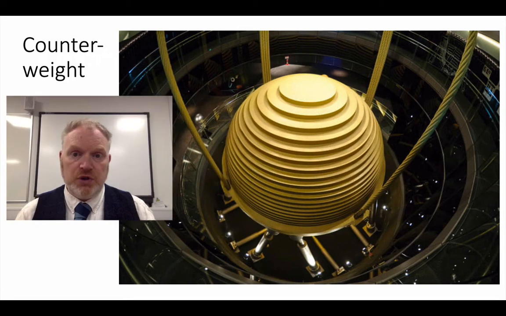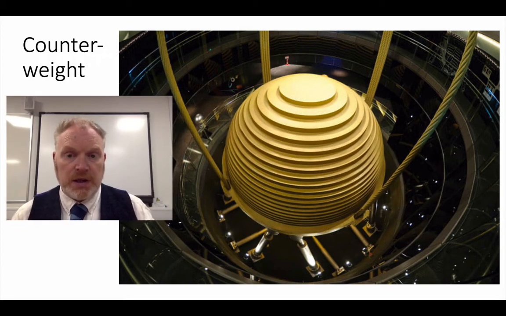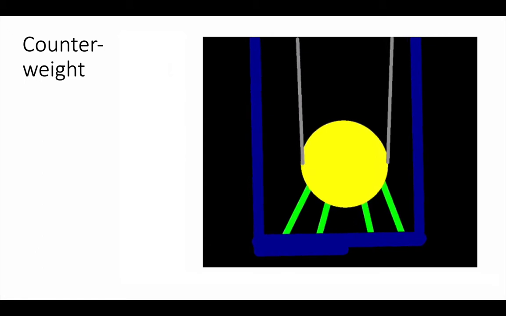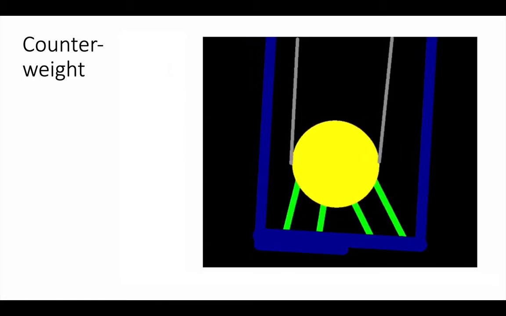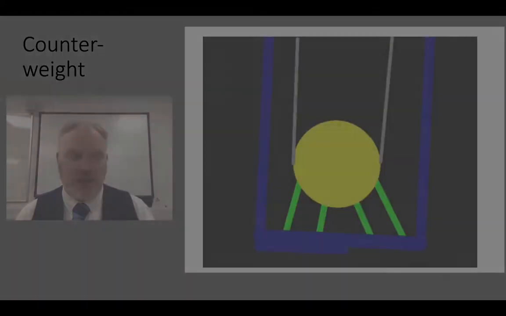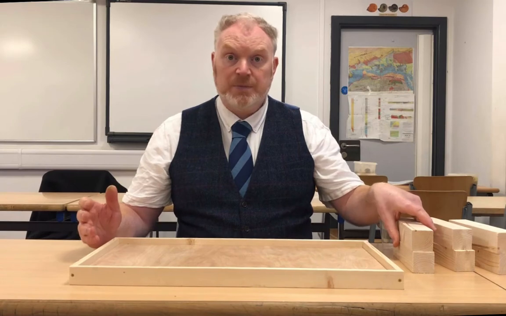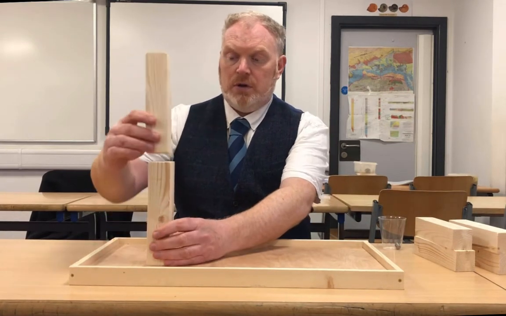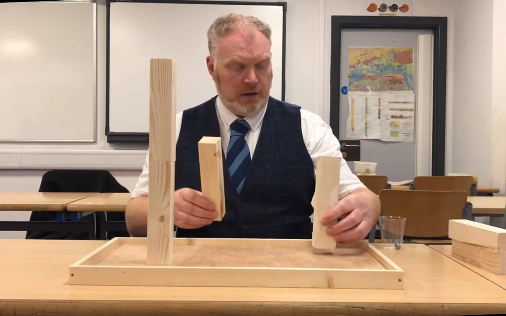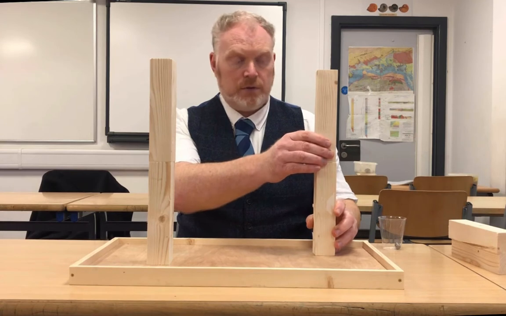A more high-tech solution, certainly in tall buildings, might be to use a counterweight, computer-controlled to resist movement. See how the weight moves in the opposite direction to the shaking. Tall buildings create a particular challenge for engineers. Trying to make a tall building earthquake-proof is difficult.